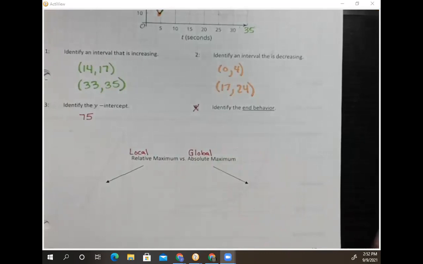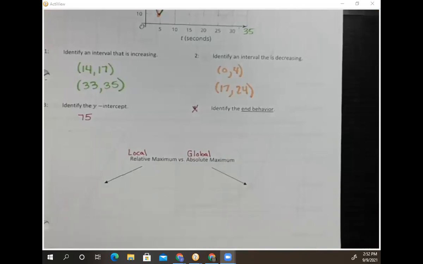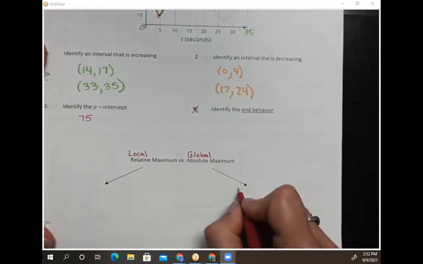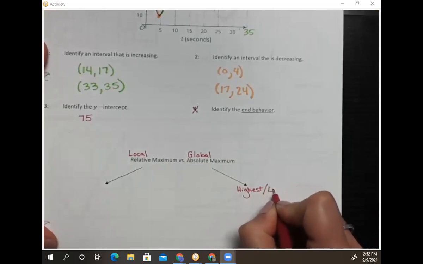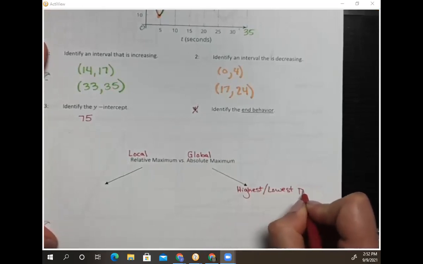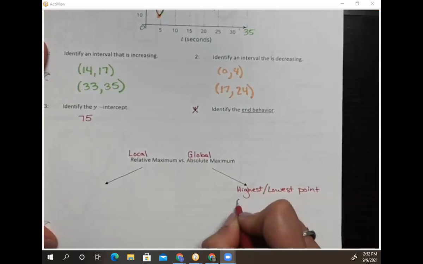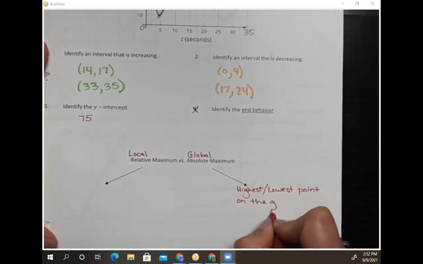What would be a global maximum? When I talk about global maximum, that's the highest point on the entire graph. When I talk about a global minimum, that's going to be the lowest point on the entire graph. There is no point anywhere else on this graph that is higher or lower than that global point. Okay, so global is the highest or lowest, if we're talking minimum, highest or lowest point on the graph. Nothing is higher or lower than this point.